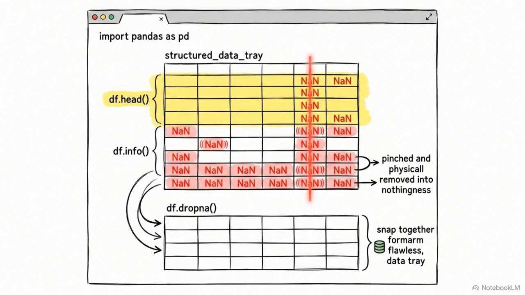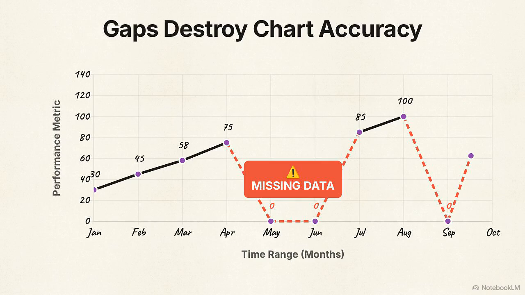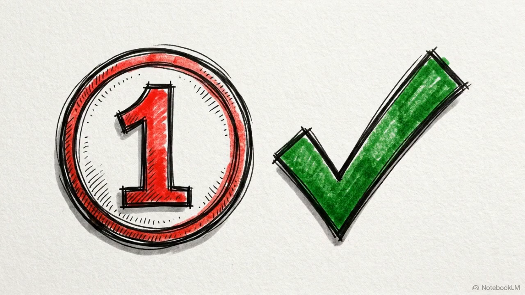Once we locate the gaps, we execute dropna. This actively targets and removes any rows containing those blank cells, leaving us with a solid dataset. If you try to run calculations on data with gaps, your final charts will be wrong. Cleaning is the mandatory first step before any analysis happens.